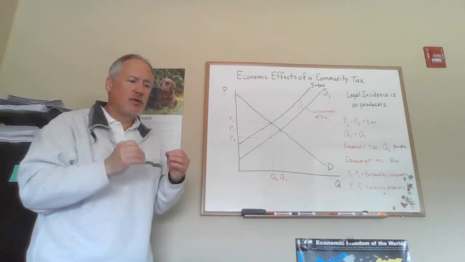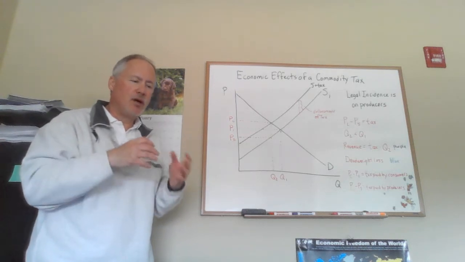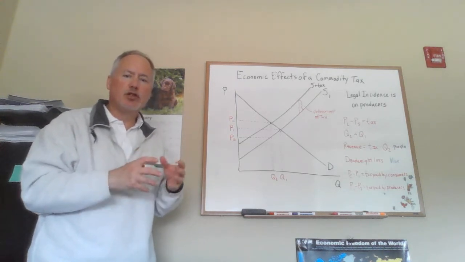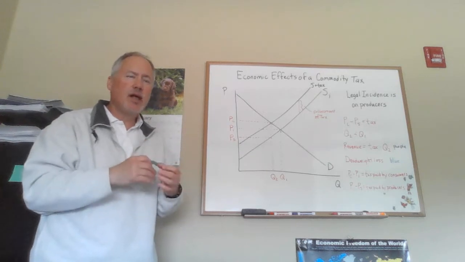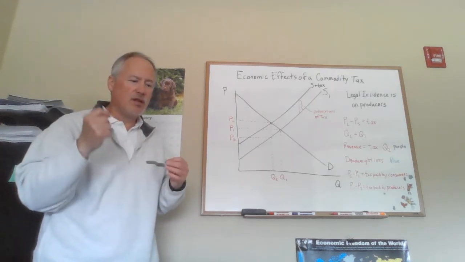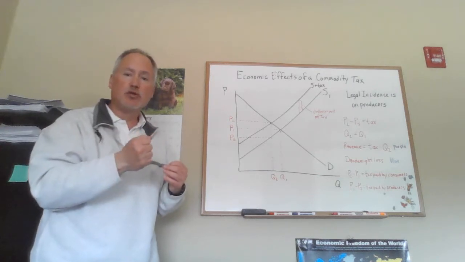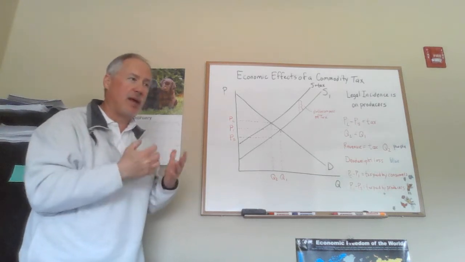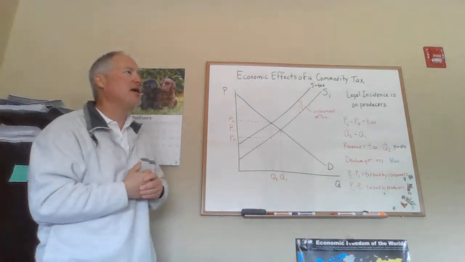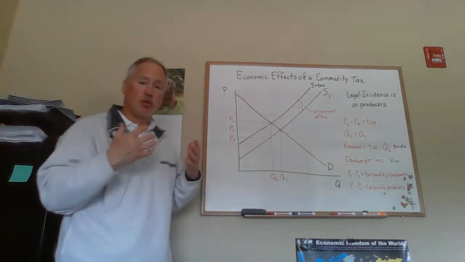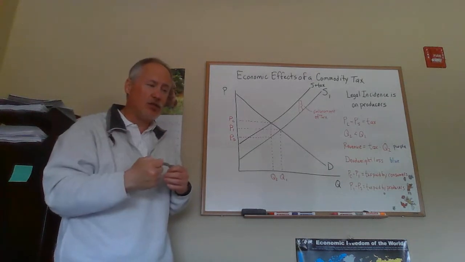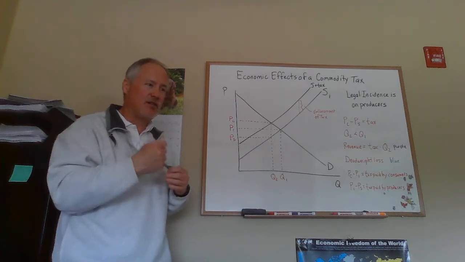Now, in Chapter 3, when we were talking about determinants of the demand curve and determinants of the supply curve, we said that one of the things that could shift the supply curve would be a tax that the producers of the goods had to pay. So that's what we're going to take into account. We're going to use this framework to analyze the effect of a tax.